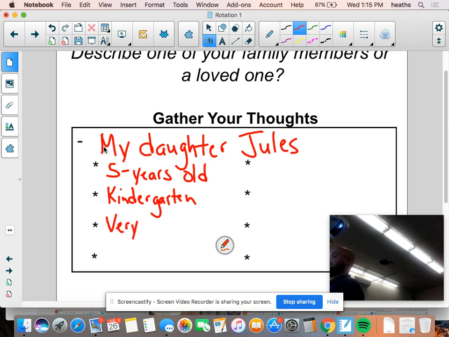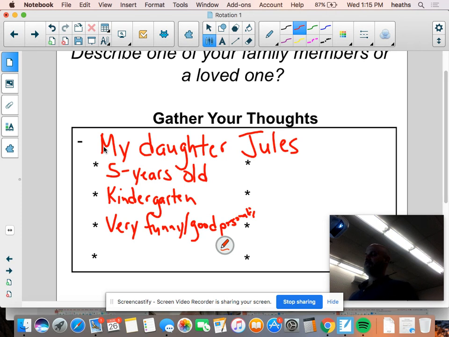Very funny, good personality. Running out of room. So personality. Okay, so those are a couple characteristics of her. She's got blonde hair. Notice I'm not putting a ton of thought in right this second. I'm just kind of getting all my ideas about my daughter, the topic of our paragraph, just getting them down on paper.